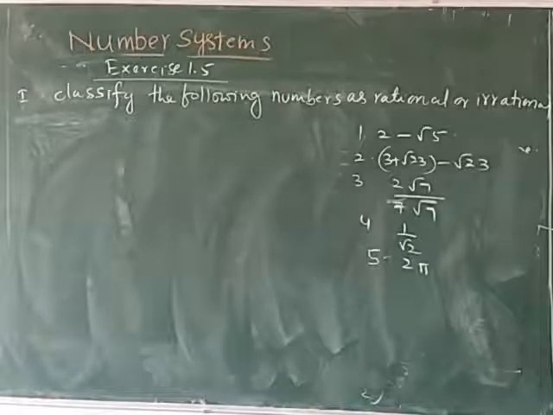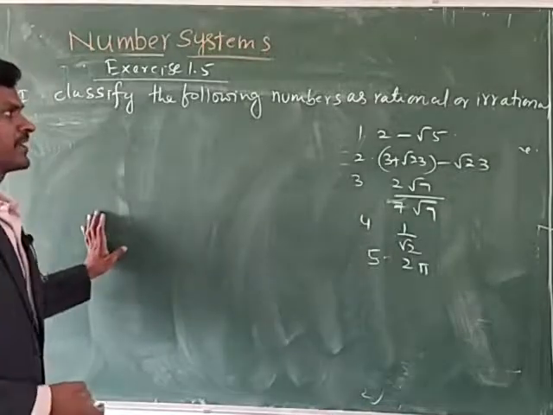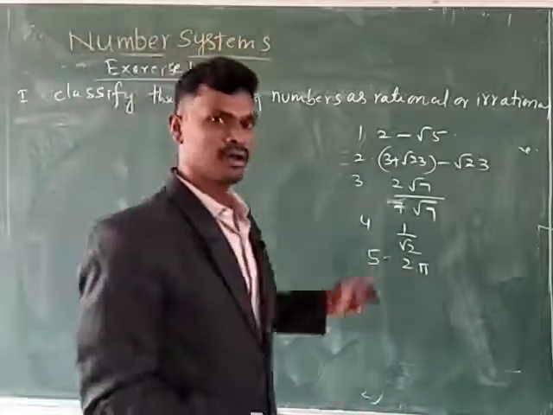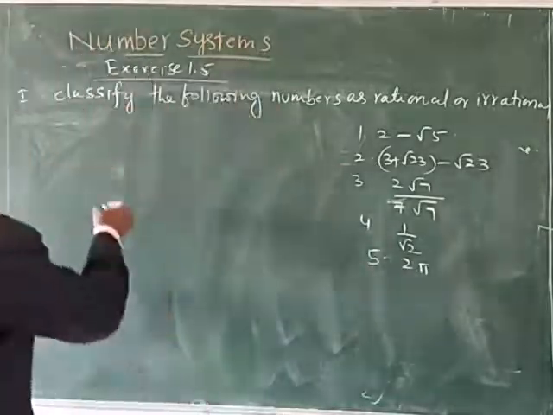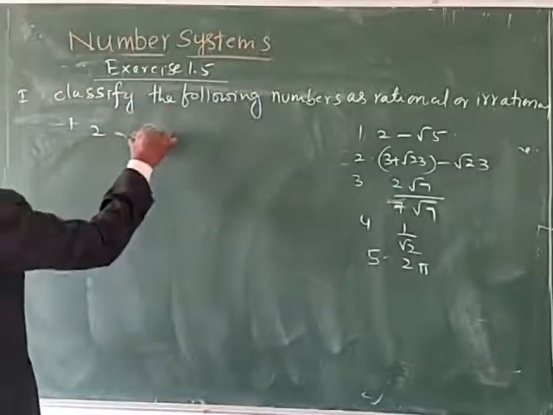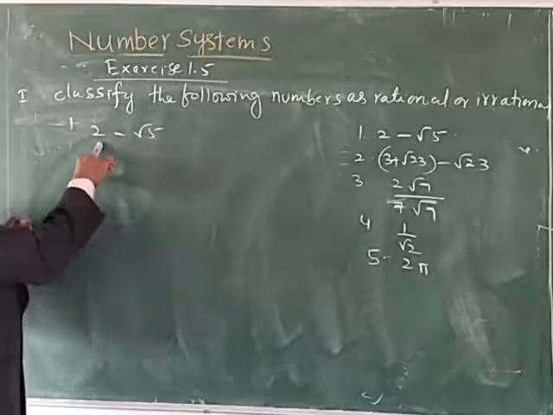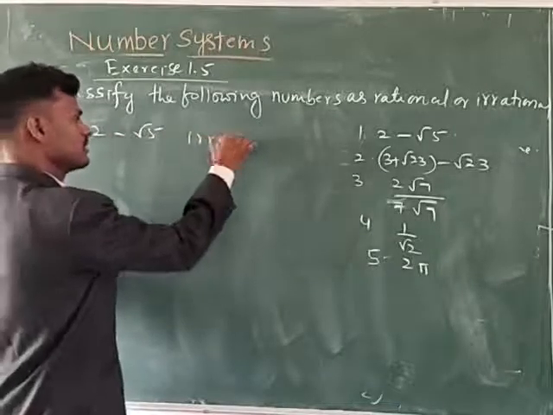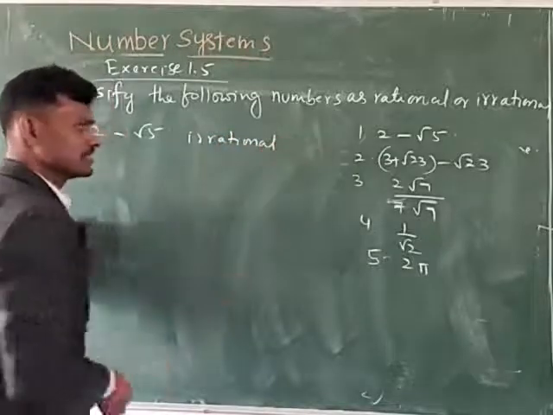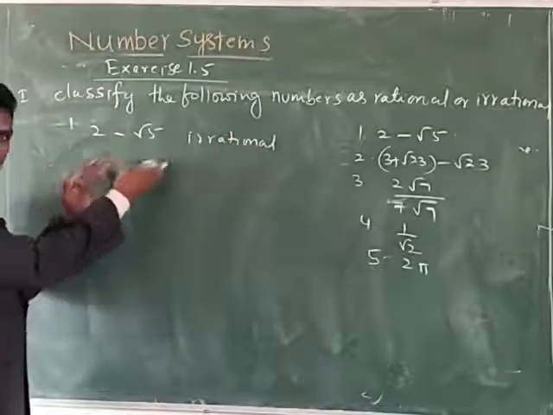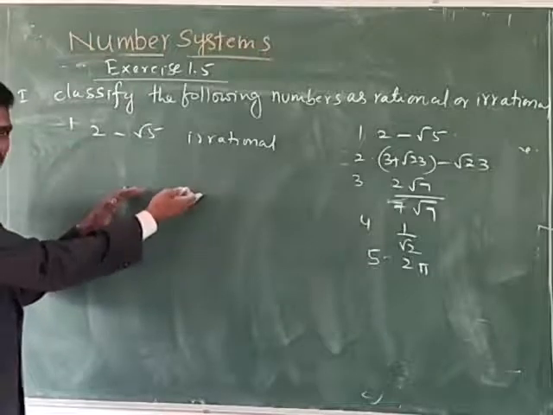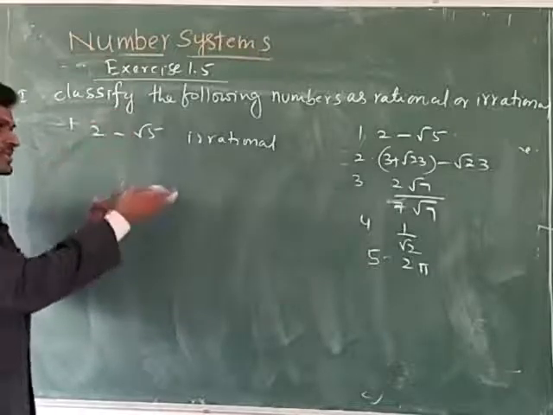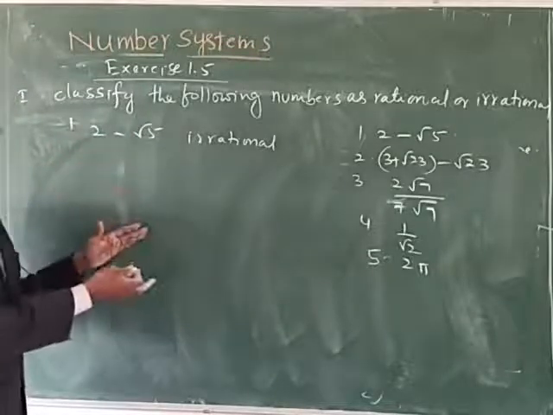Now we have to discuss exercise 1.5. Classify the following numbers as rational or irrational. First one, 2 minus root 5. Here one is a rational number and the other is irrational. The difference is an irrational number. The sum of a rational and an irrational is an irrational number, the difference is also irrational, the product is also irrational, and the quotient is also irrational.